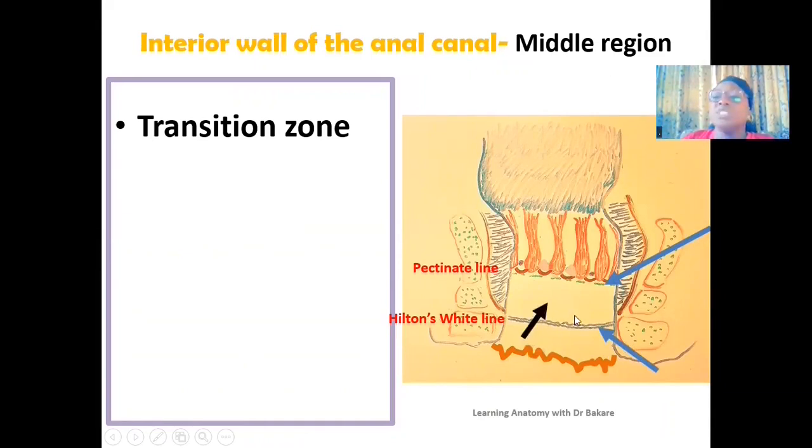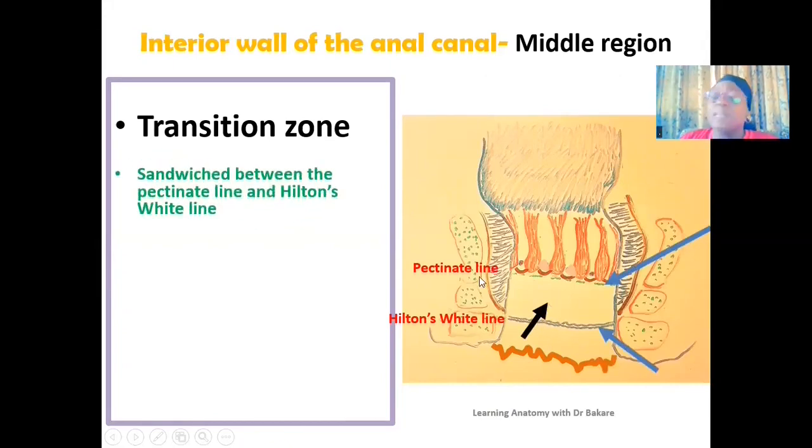This is a sub-region of the lower part of the anal canal. Remember, the anal canal is divided into an initial two sub-regions, the upper two-third and the lower one-third. With the lower one-third is then further subdivided into the middle or the transition zone or the lowermost region. So the middle region is where we have here, and you see that this region is sandwiched between the pectinate line and also the Hilton's white line. So this is the region here marked in black.